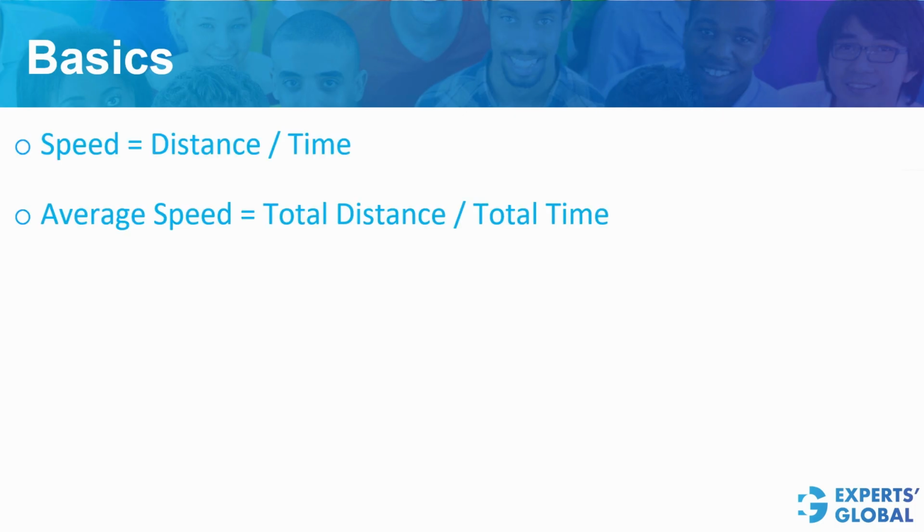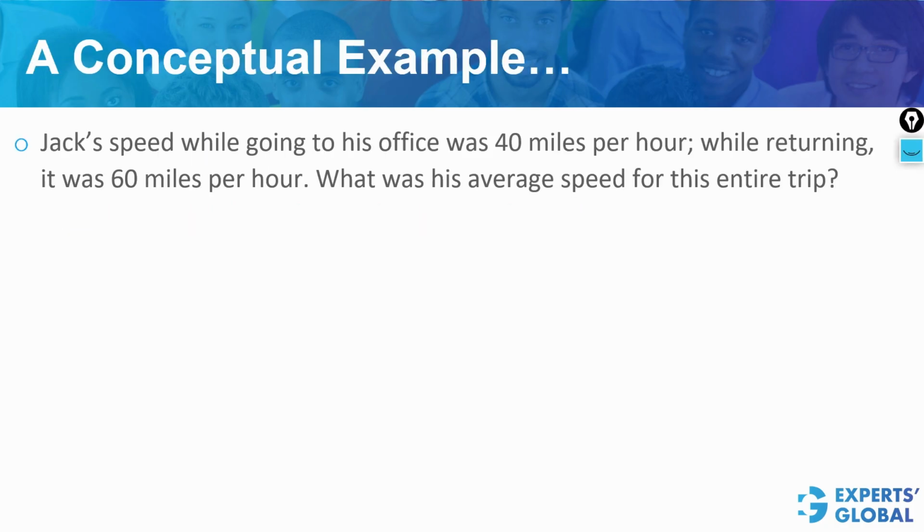Basics. Speed is distance divided by time. Average speed is total distance divided by total time. Let us now take the question from the first slide.